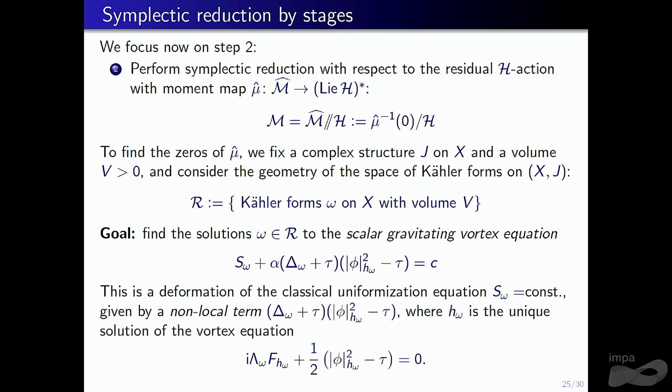If there were nothing else, if alpha was 0, this would be a very classical problem. This is the uniformization theory for Riemann surfaces. But we have this coupling, and we have to plug here the solution H omega to this other equation, which depends on omega itself. So it's non-local. Symplectic reduction by stages helps us in the first step, but now we have a really difficult equation to solve.